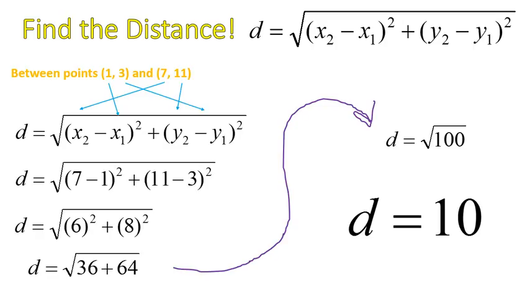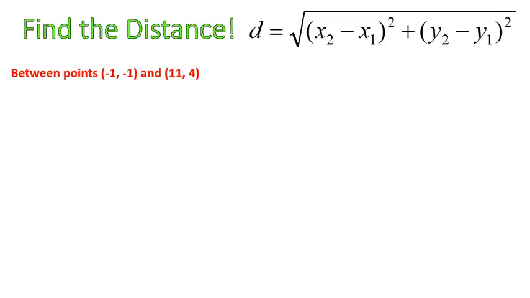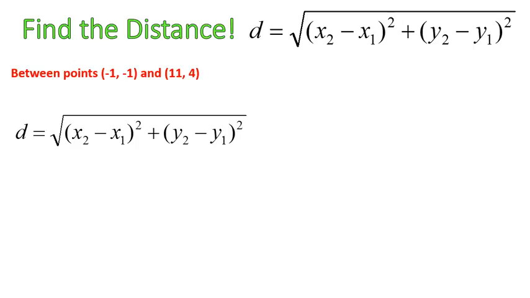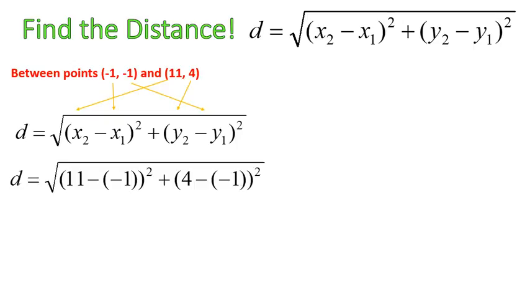This one has some negative numbers. Find the distance between (-1, -1) and (11, 4). Well, we're going to do exactly the same thing. Our x1, y1 values are going to go right in there. Our x2, y2 values are going to go right in there. This is what happens when we have negative numbers. We still leave the subtraction symbol, but it becomes 11 minus -1, because -1 is our x value from point number 1, and then 4 minus -1, again -1 being our y value from point number 1.